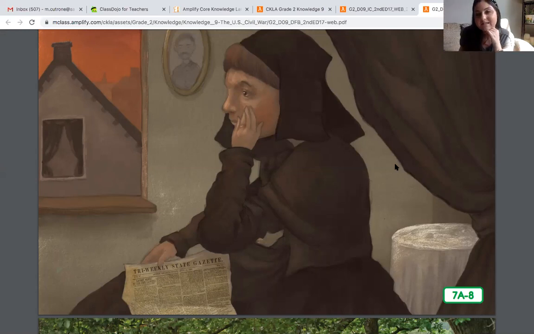They really loved and respected him. They thought he was a great leader. Remember, we saw, if I look back at my text, that they cheered when he walked by. That shows that they really respect him.